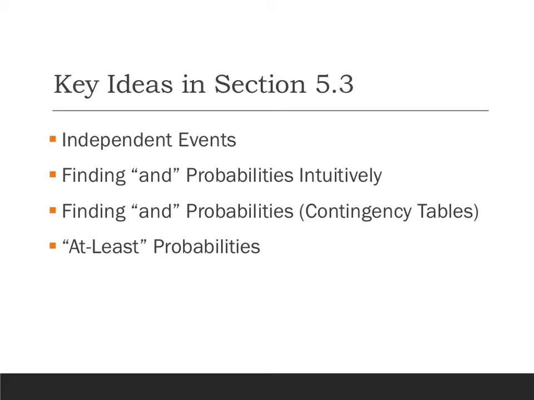All right, so we talked about independent events and we looked at finding some and probabilities by using the multiplication operation. Now we're going to look at finding and probabilities with contingency tables. And then we're also going to look at least probabilities. So a lot of your homework will be dealing with this at least one. And that's an important concept that we'll end up using over and over again.